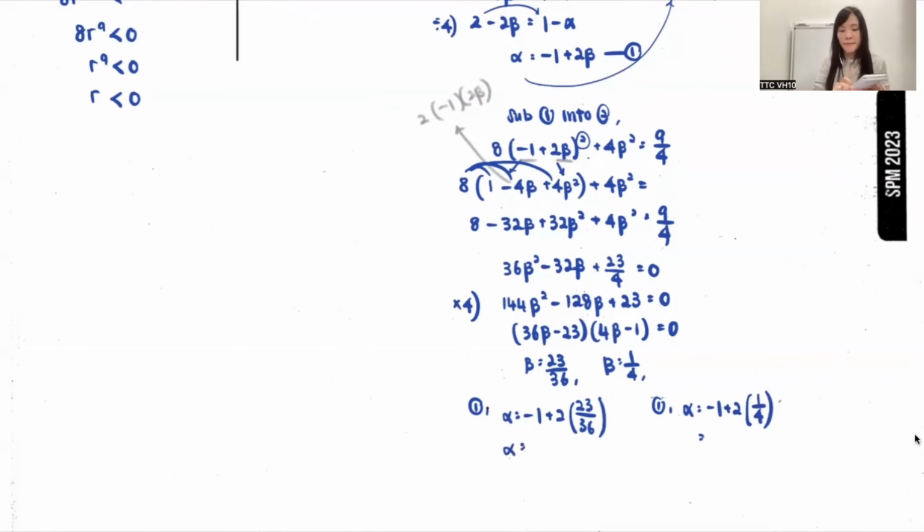Okay, so I get -1 plus 2 times 23 divided by 36. I'm getting 5 over 18. For this alpha, I get -1 plus 2 bracket 1 over 4. I'm getting -1 over 2.